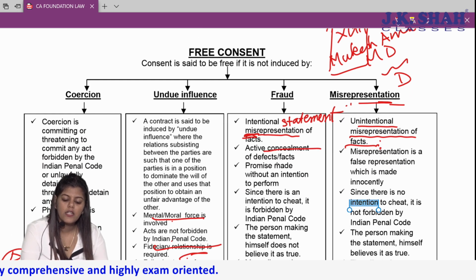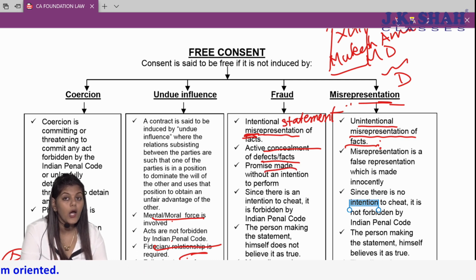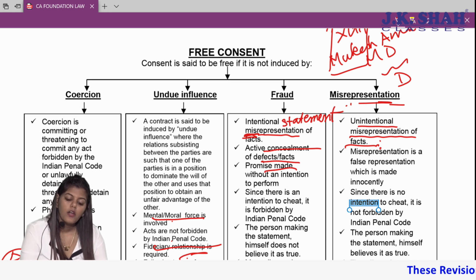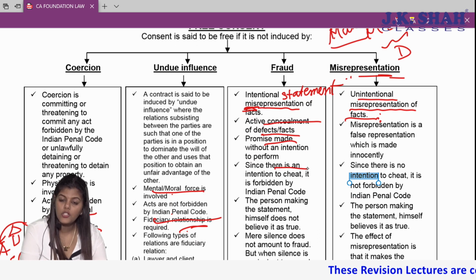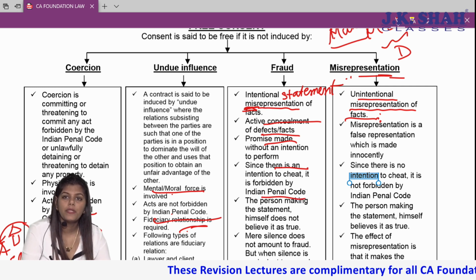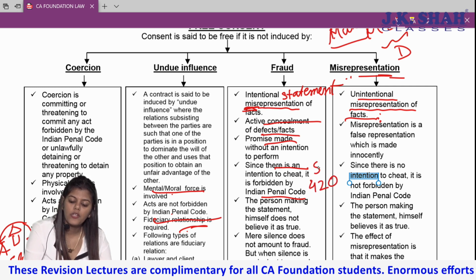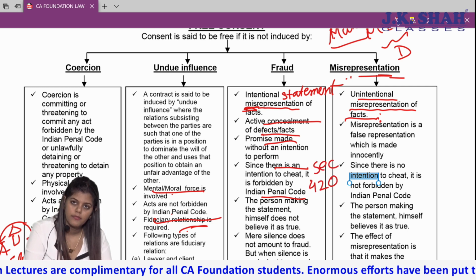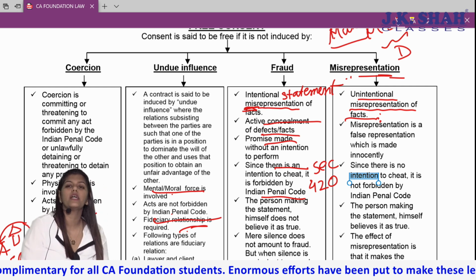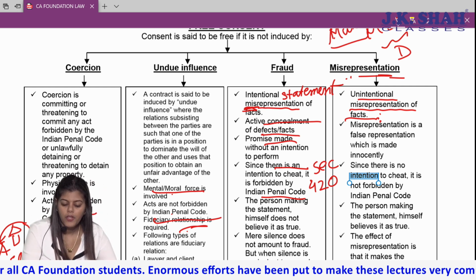Then you are concealing some facts or defects, that is hiding. You are making some promise without any intention to perform, that you might have done since childhood. Then there is an intention to cheat, therefore it is forbidden by IPC. People say 420, 420, 420. It's actually the section on fraud in the IPC. That's the reason people who do fraud are known as 420. You might be knowing this.